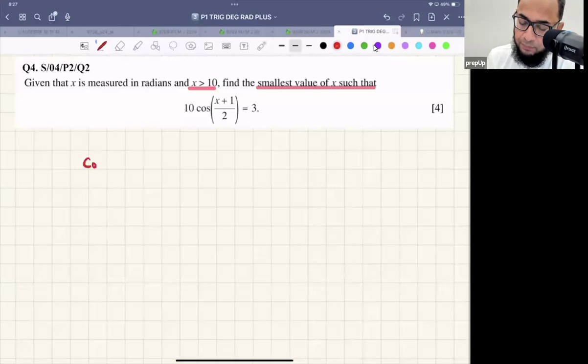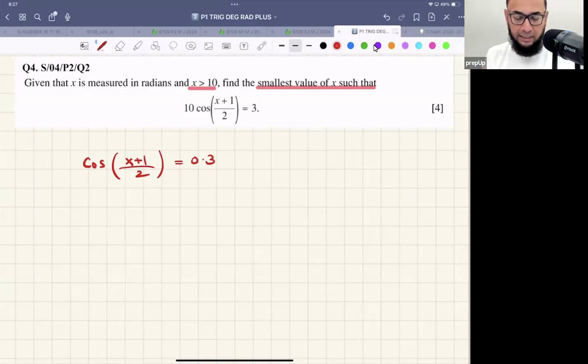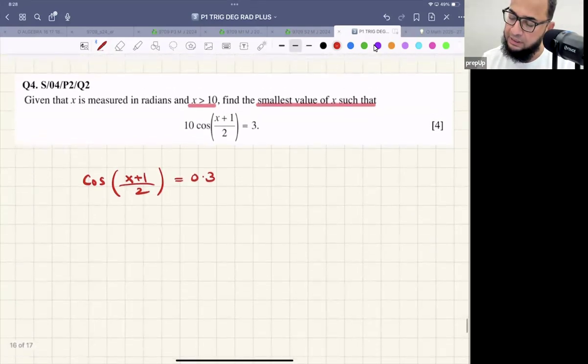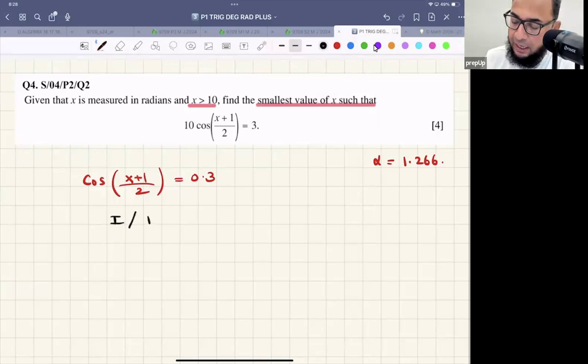So the first step is cosine of (x plus 1) over 2 equals 0.3. Now, let me get the calculator ready. On the scientific calculator, in radian mode, cosine inverse of 0.3. The basic angle is coming out to be 1.266. Thank you, someone has also given me the answer. Now first of all, let me write, it's in the first and fourth quadrant. That is the first thing.